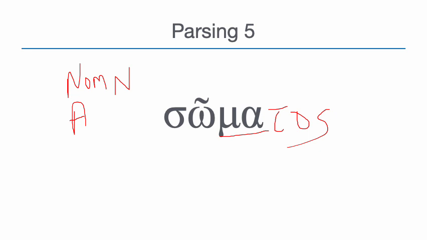Also, if you are confused, you can oftentimes depend upon the article to help you out there. In this instance, it would be tau omicron, and it would be accented like that. So to soma would tell you that this is neuter, nominative, or accusative singular.